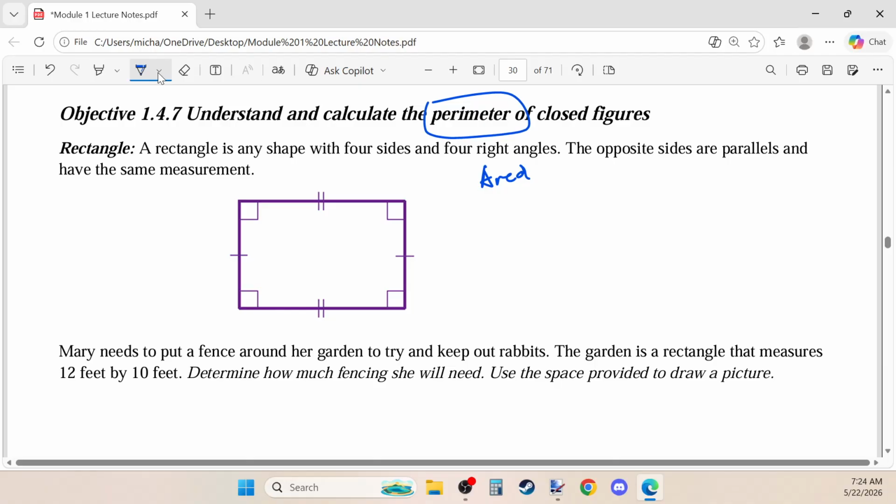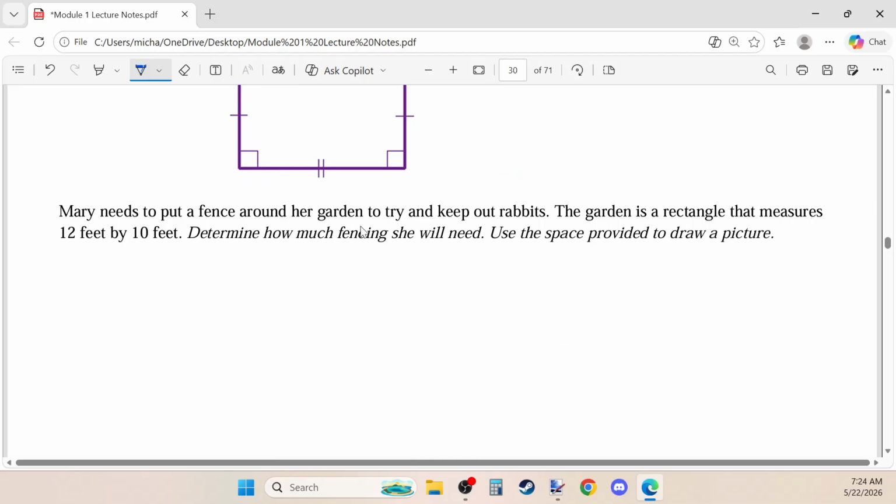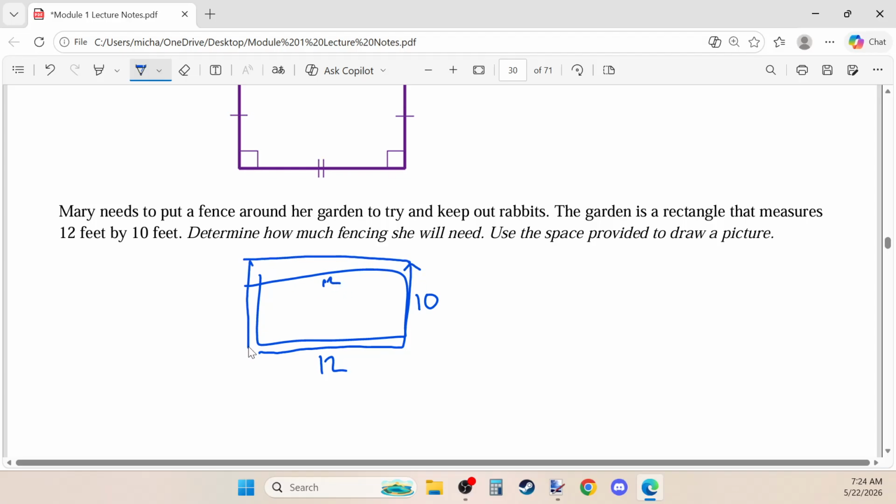Okay? So, Mary needs to put a fence around her garden to keep out rabbits. The garden is a rectangle that measures 12 feet by 10 feet. The long side is 12, the short side is 10. If we walk around, we're going to go 12 plus 10 is 22. And then we're going to walk around another 12 and another 10, which is another 22. And that gives us 44 feet around the entire garden.